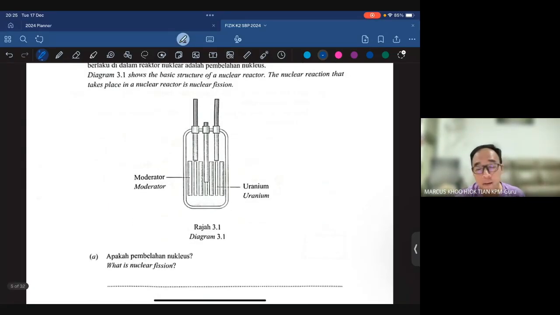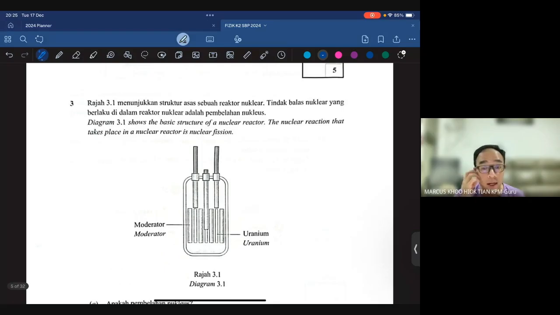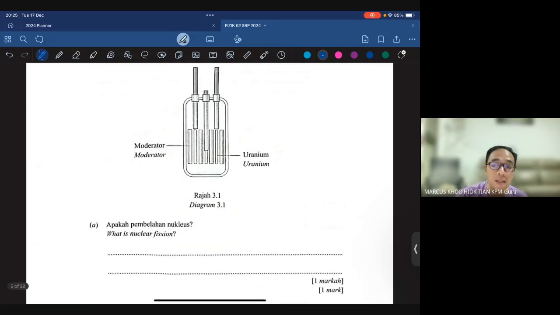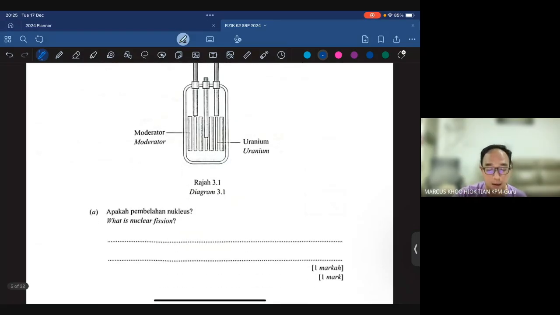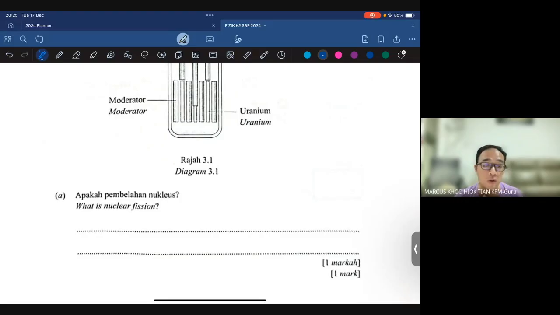Question number 3, diagram 3.1 shows the basic structure of a nuclear reactor. The nuclear reaction that takes place in a nuclear reactor is nuclear fission, pembelahan nucleus. This is one of the more famous definitions. Fission means splitting, from one big nucleus into 2 or 3 smaller ones. But in our Form 5 definition, we are always interested in 2 smaller nuclei.